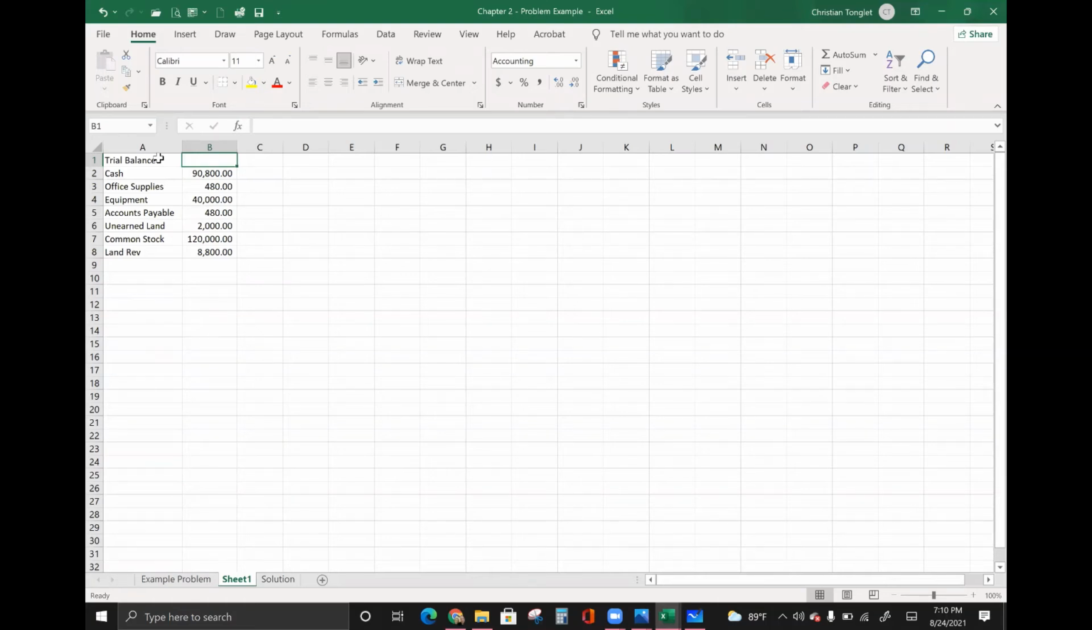Okay, so this is where we're going to start from on the next example. So we're going to say all that other stuff happened. Now we're going to pick up with a trial balance, and we're going to walk through putting the financial statements together.